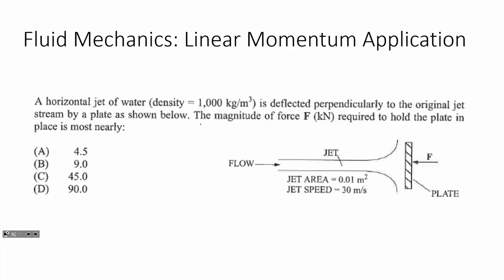Okay, so in this example, we see that we have a horizontal jet of water with a density of 1,000 kilograms per meter cubed. This would be the density you would normally assume for water if you were working through these problems and it wasn't given in your problem statement. It is deflected perpendicularly to the original jet stream by a plate as shown below. It wants to know the magnitude of the force required to hold the plate in place.